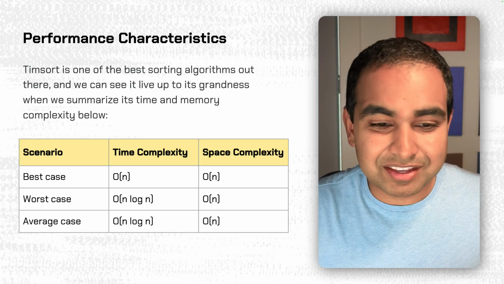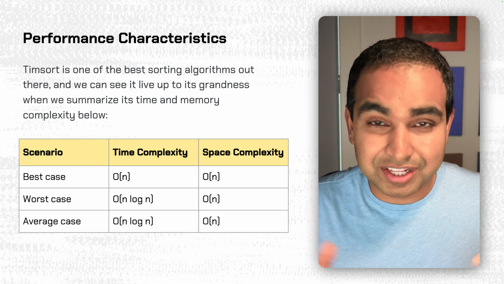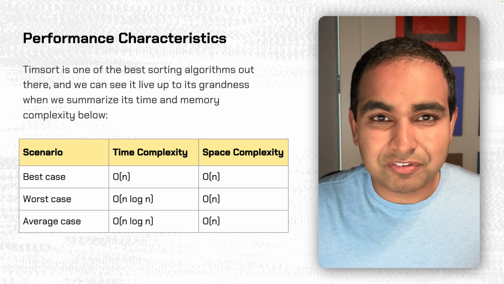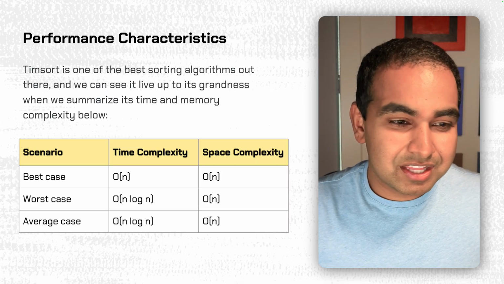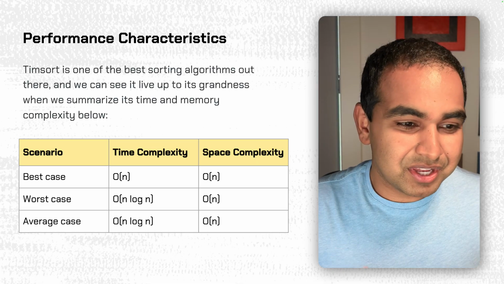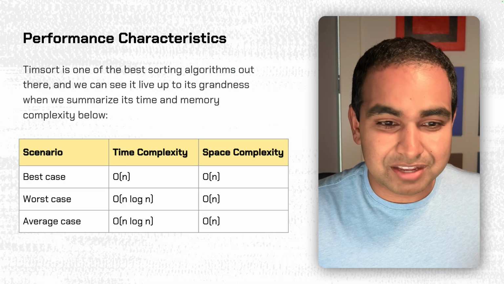I started off by saying Timsort is probably one of the greatest sorting algorithms of all time, and the reason for it is because of these optimizations that make sure that in the best case scenario, it runs at a speed of linear time, big O of n.